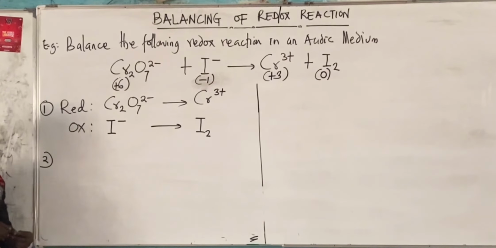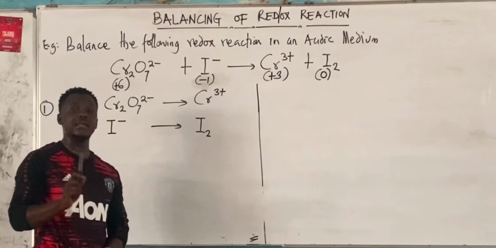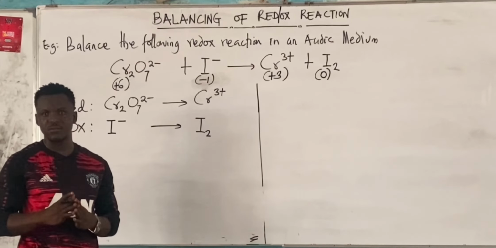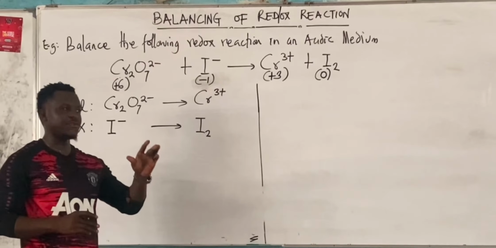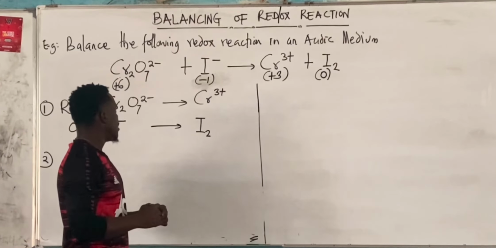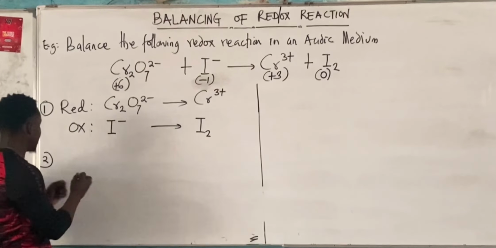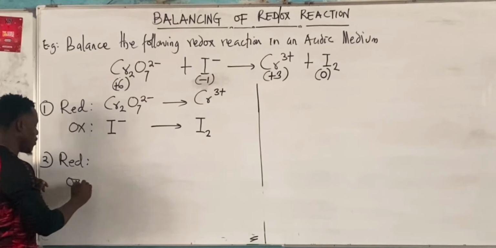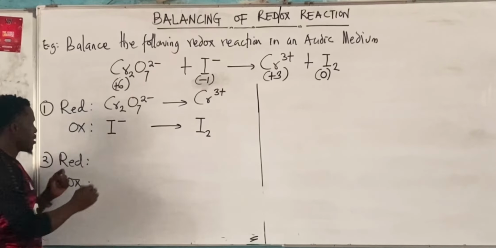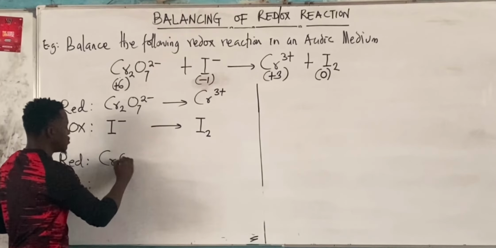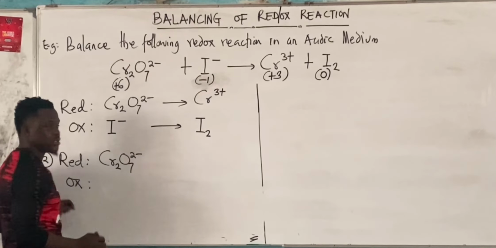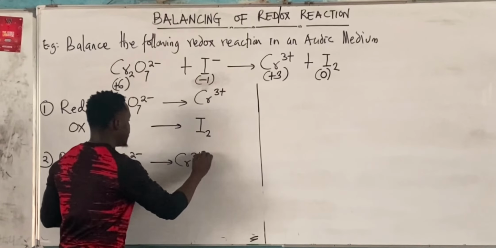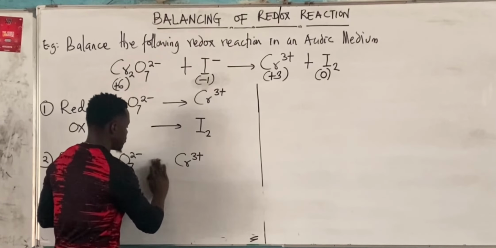Step 2. Class, step 2 says balance atoms other than oxygen and hydrogen. We're going to do that for each of the half cells. Now, let's start with this guy. So I'll rewrite this reduction, and come back here for the oxidation. I'll put Cr2O7 2 minus, giving me Cr3 plus.